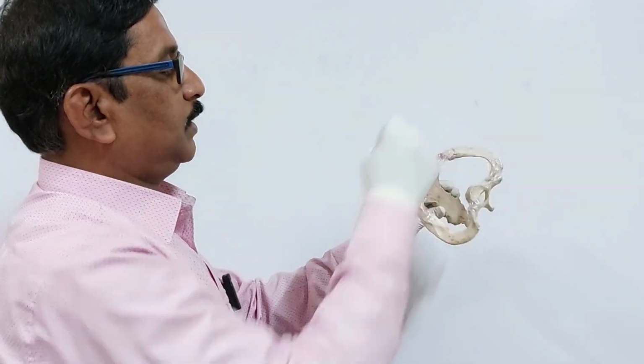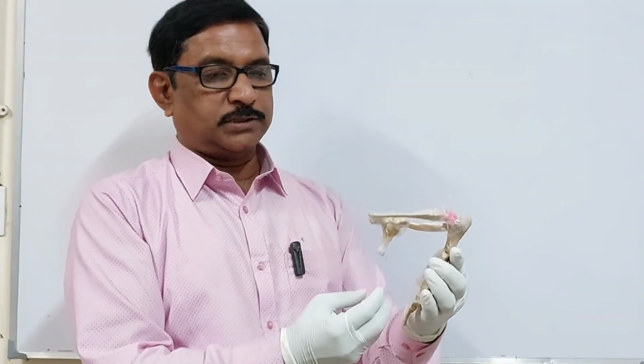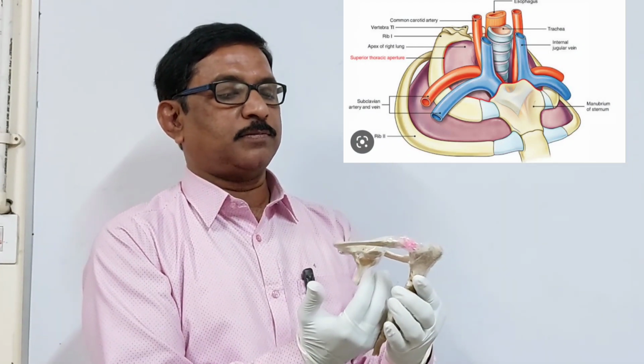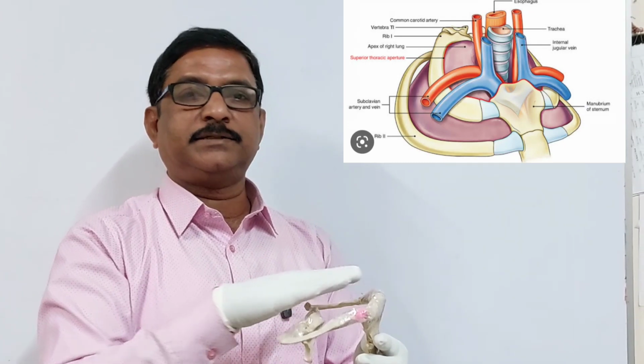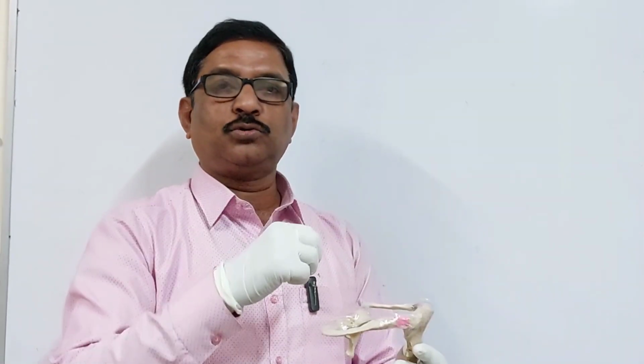Today I will show you what structures enter from the neck into the thoracic cavity, or some structures from the thoracic cavity to the root of the neck. So this inlet is at the junction of the root of the neck and the thoracic cavity.